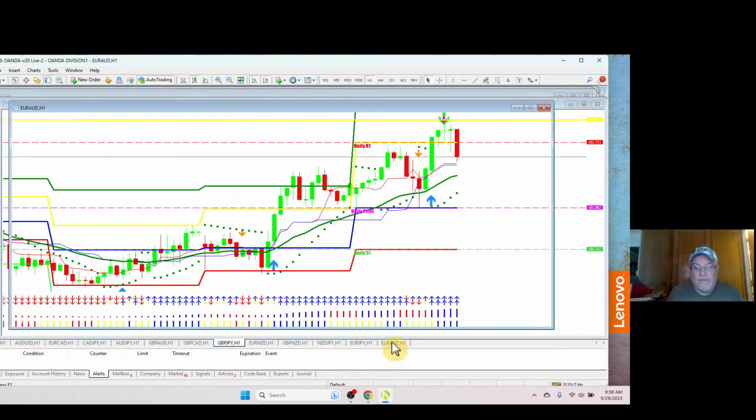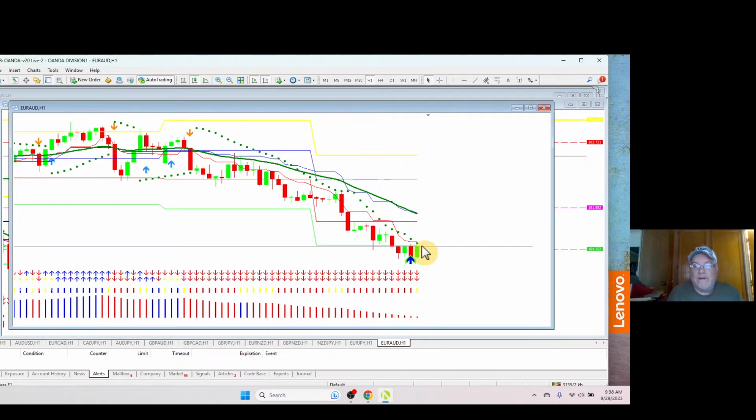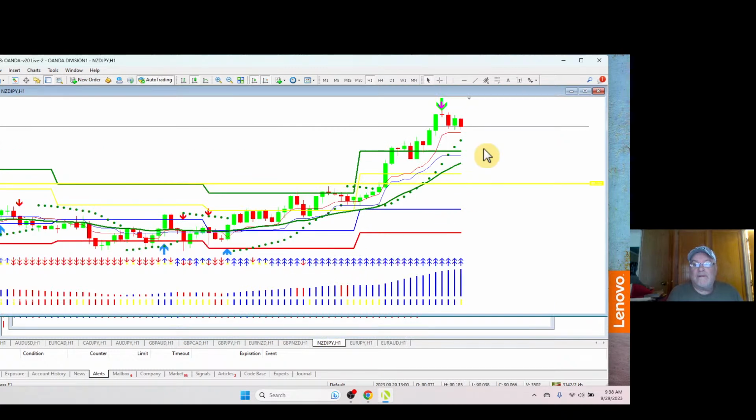Down in here, Euro Aussie. After that 1 hour candle going up, but there's nothing to do there. No confirmation for me, so nothing to do. New Zealand yen, not really going anywhere. I'm up a little bit, but it's gonna have to move better than that.